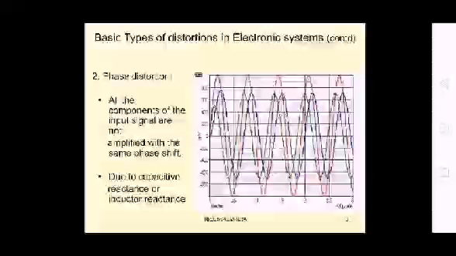Suppose you have a capacitive reactance, then you will have a plus 90 degrees phase shift, the current will be leading, like that. So the phase is either leading or lagging, means it is distorted. So the actual phase of the signal will be distorted by this capacitive or inductive reactance when all the components of the input signals are not amplified with the same phase shift. That type of distortion we are calling phase distortion.